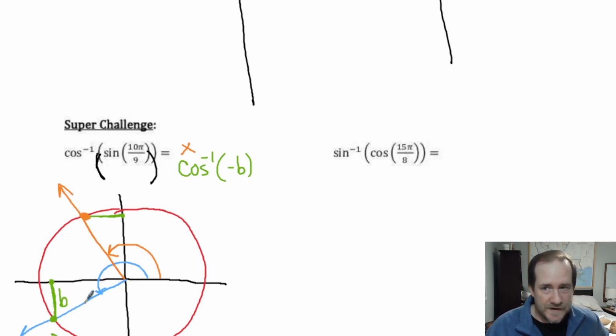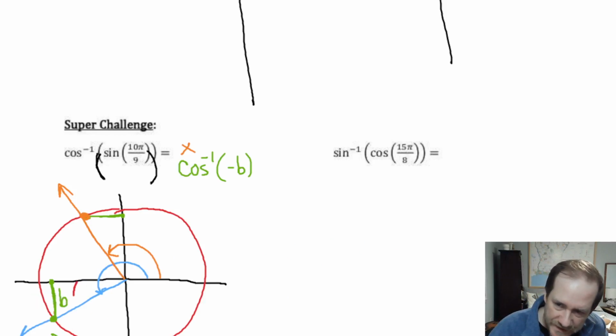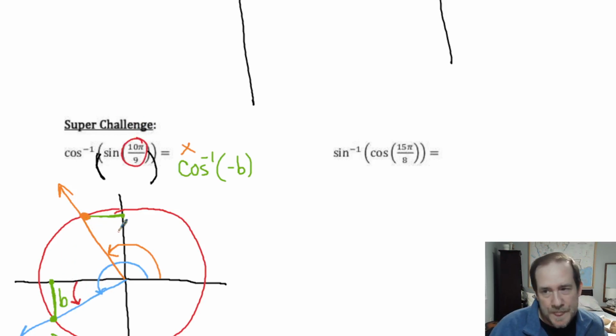So, okay, great. I understand the geometry of it now. I get that the sine of 10 pi over 9 is a y value, and that y value is the length of this green stick. Now I'm being asked to find a new angle whose x coordinate is the length of this green stick. So I have to map over to here. The rotational angle from the x-axis to blue, meaning the reference angle of this given, is going to be the same rotational angle from the y-axis to the orange.